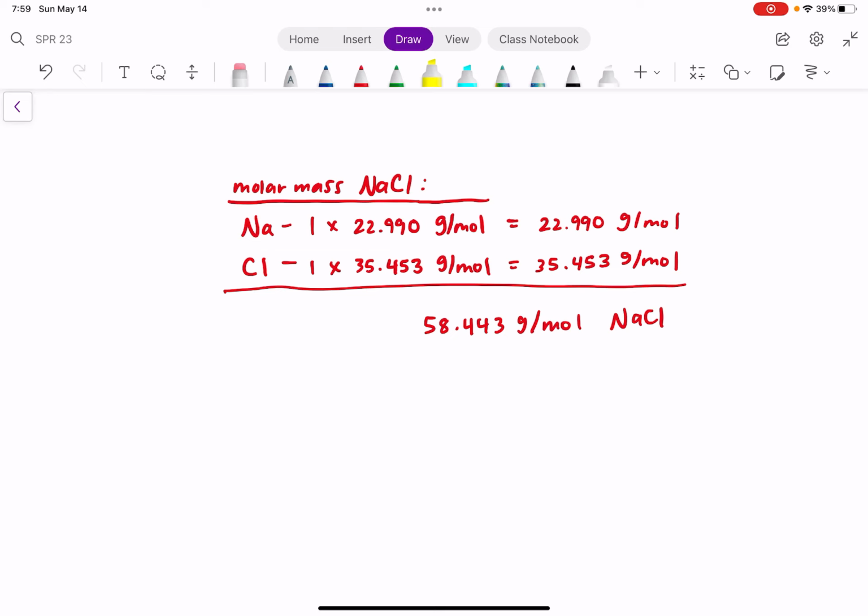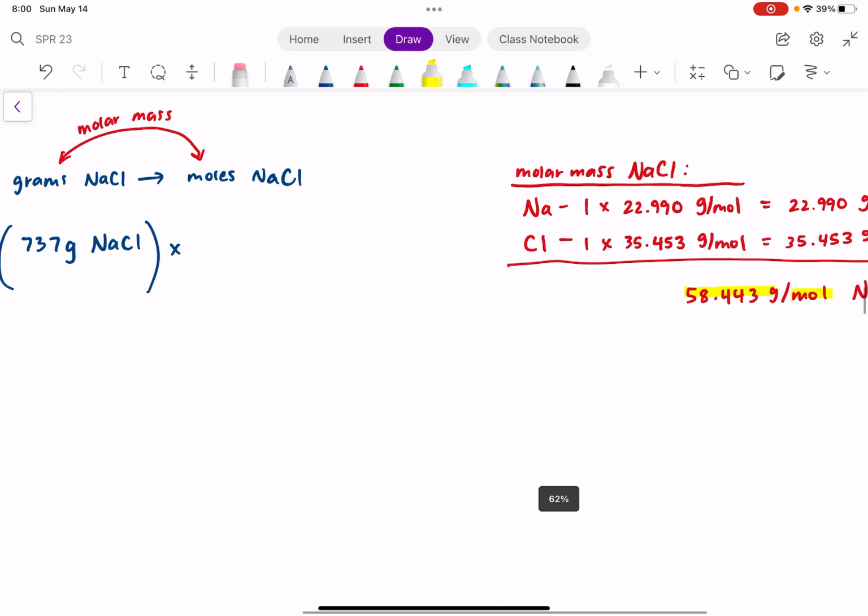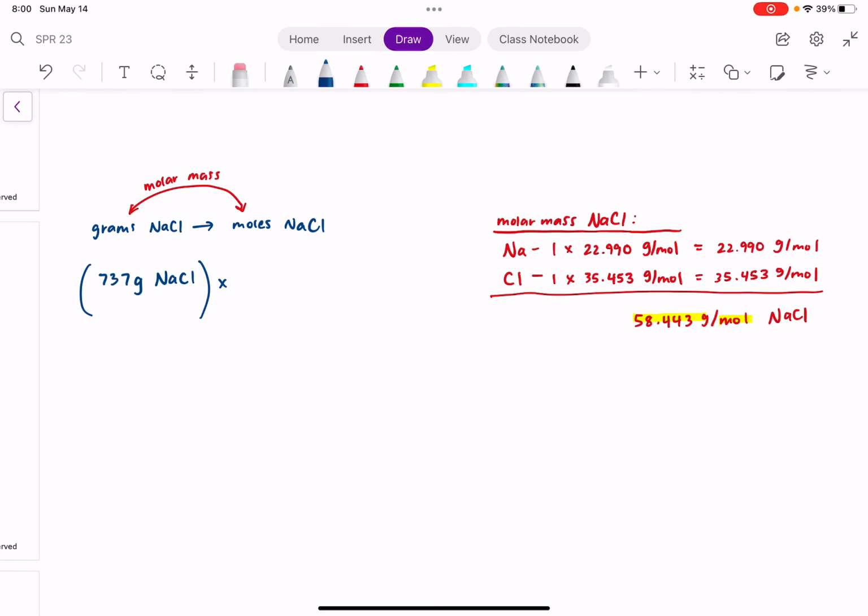Yeah, NaCl. All right, so now we have the molar mass of NaCl. So we have 58.443 grams of NaCl per every 1 mole of NaCl. All right, so that's our equality now, and we can use that as a conversion factor. So what goes on the bottom, moles or grams? And actually, let's go ahead and write out our options. So we have 58.443 grams NaCl.